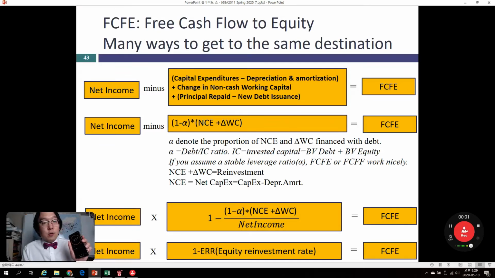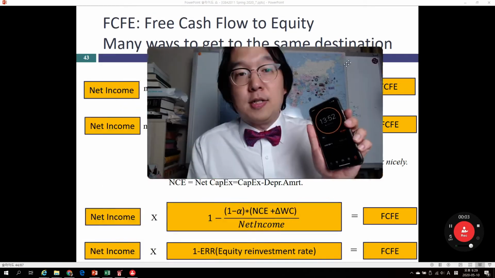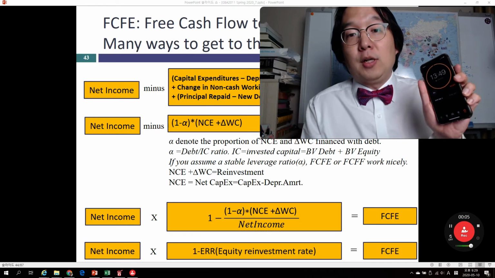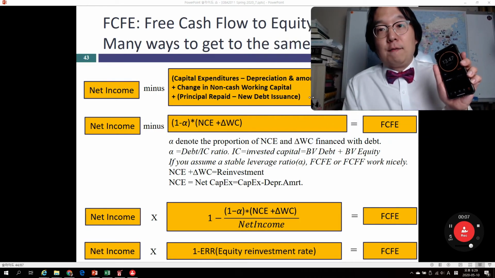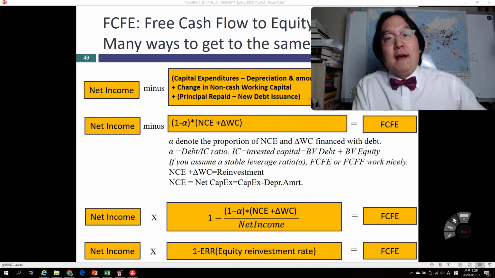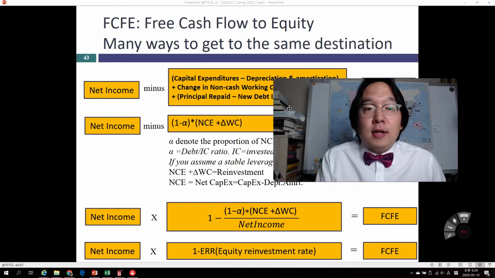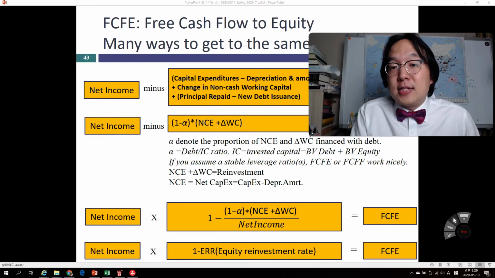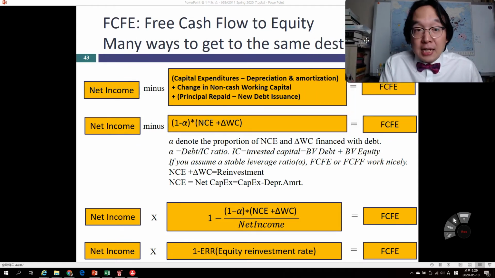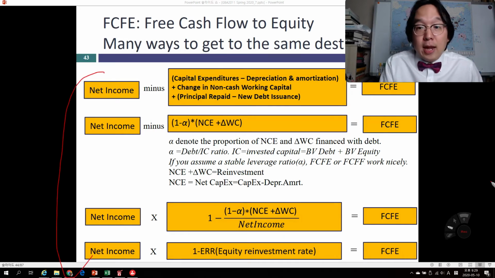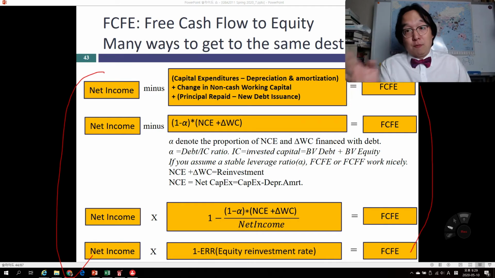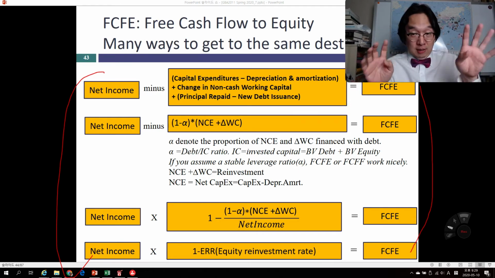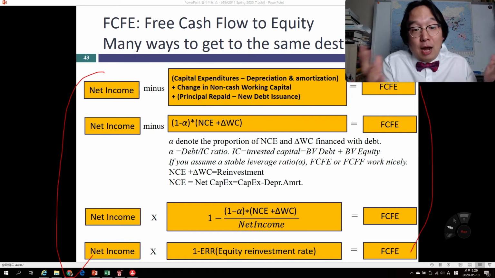Okay, so let's start the definition of free cash flow to equity. Good. Here I show you 4 different formulas that start from net income. Commonly it starts from net income, and the final destination is free cash flow to equity. 4 different ways of getting from net income to FCFE. How do we do that?